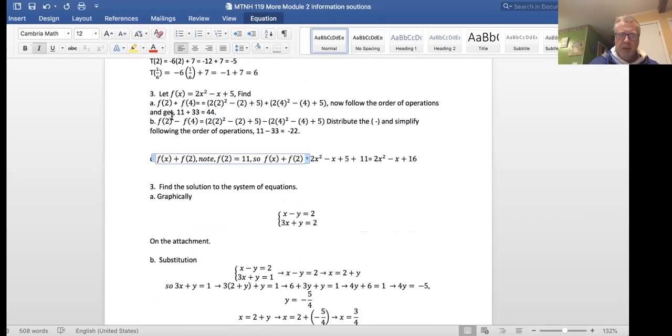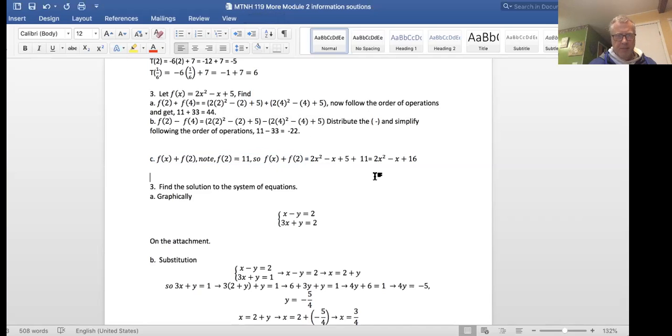You can do the same thing with f of 2 minus f of 4. You can evaluate each in one long expression, distributing the minus when you're done. Or you could just remember that f of 2 is 11, f of 4 is 33, 11 minus 33 gives us -22.